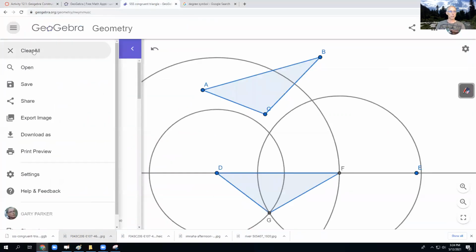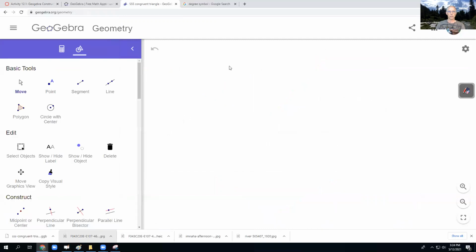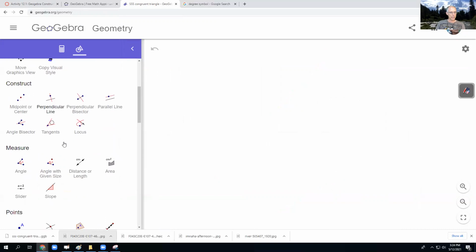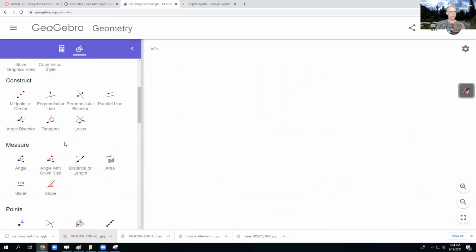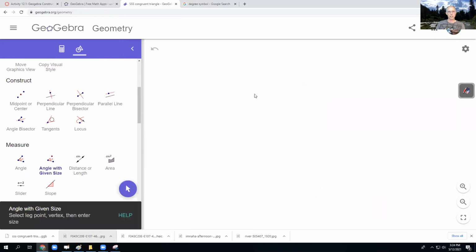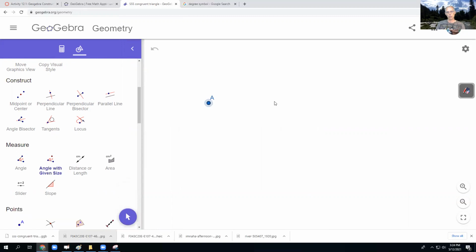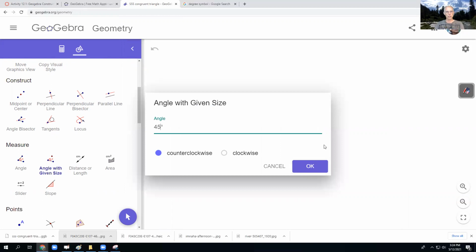Let's get a new one. So first I need to construct a 30-degree angle so then I can make a triangle, angle of given size. So we need a couple of points to start with. Let's say those two there.